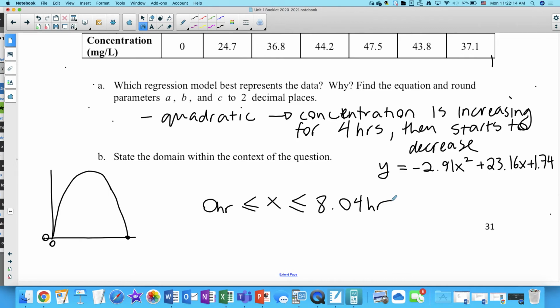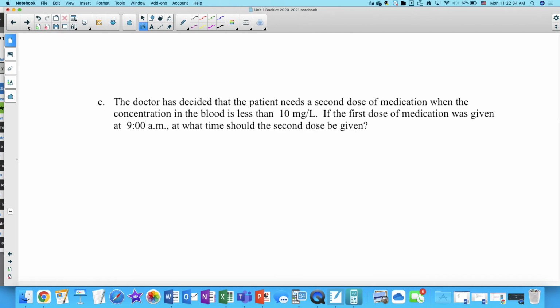The doctor has decided that the patient needs a second dose of medication when the concentration in the blood is less than 10 milligrams per liter. If the first dose of medication was given at 9 a.m., at what time should the second dose be given? Okay, so here's what's going on, right? They need to top you up at a certain time. Once it starts to go too low, they're going to top you up with another dose.